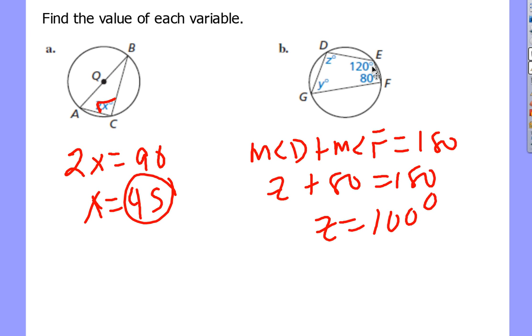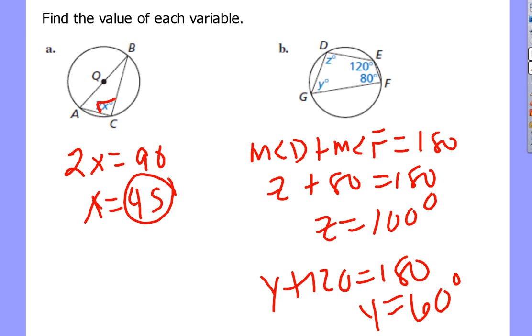Same concept here for 120 and Y. Well, together they have to be 180. That means Y plus 120 equals 180. And Y, of course, is 60 degrees.